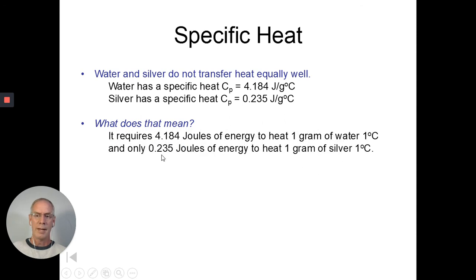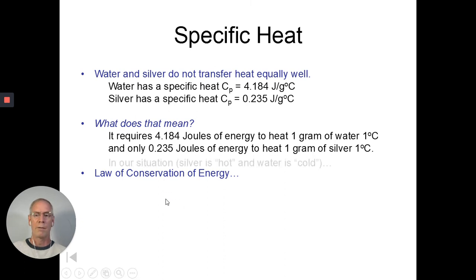So look, it takes this amount of energy to heat 1 gram of water 1 degree Celsius. It only takes 0.235 joules of energy to heat 1 gram of silver, that amount. And however much heat the silver loses is how much the water gained. And because the silver cools off very quick, it releases very little energy. And so the water doesn't go up maybe as far as you would have thought, temperature increase.